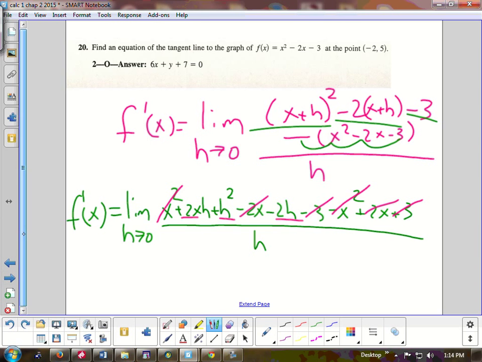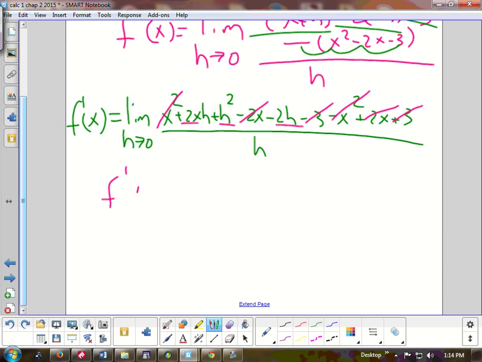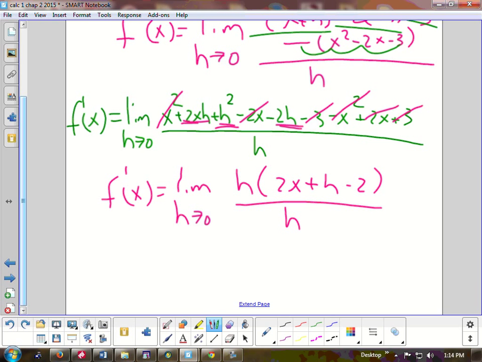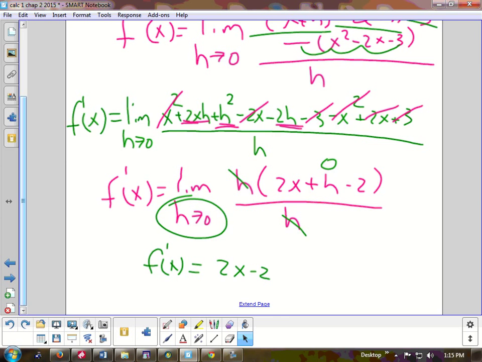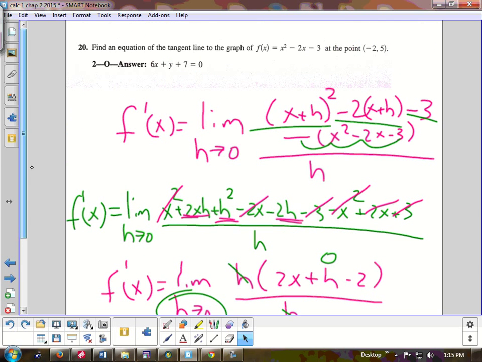So I can rewrite this like last night's homework: f prime of x is going to equal the limit as h approaches 0, and I'm going to factor an h out of each one of these. That's going to leave me a 2x behind, an h behind here, and a negative 2 here, all over h. The h's cancel again. We're going to send the h to 0, and I'm left with f prime of x, the derivative, is 2x minus 2. Now I can do that in my head, and that does check.